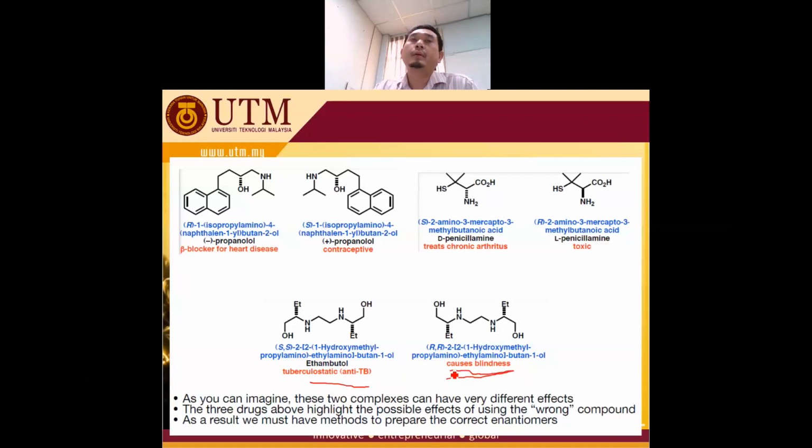Okay, one can be used as an anti-TB, while the other can cause a problem. That's why it's important, especially for the drug companies, to make sure they synthesize the right isomer. If not, they are in deep trouble.